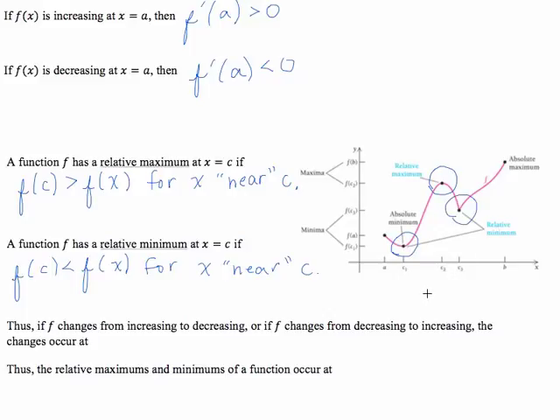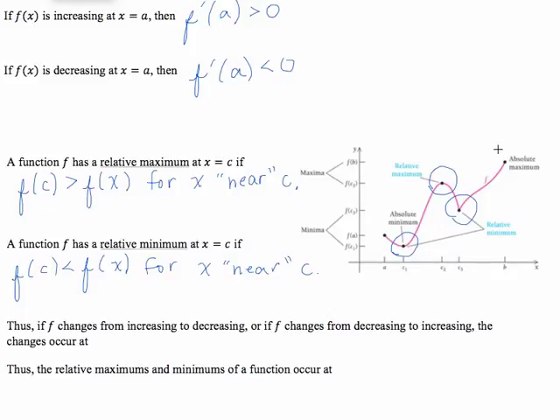Relative extrema don't occur at endpoints if we have a closed interval, because if you were to draw a circle around it, there's nothing going on over here on that side. So we don't consider relative extrema to occur at endpoints, although absolute extrema may occur at endpoints.